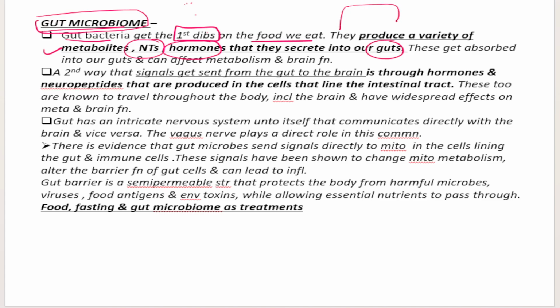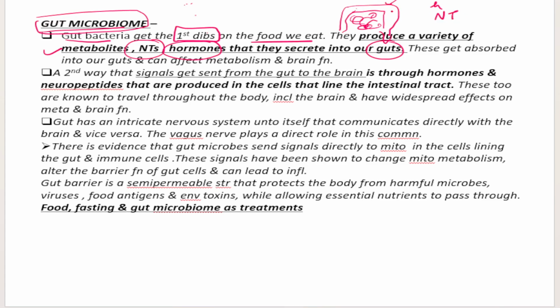So this is our intestine, the large intestine. And there is this small intestine here. So gut bacteria are going to produce a variety of hormones, neurotransmitters that they secrete into our guts. Bacteria are present here, they are secreting all these hormones and neurotransmitters into our guts. And these hormones, metabolites, neurotransmitters get absorbed into our guts, and they are in turn affecting our metabolism and brain function.